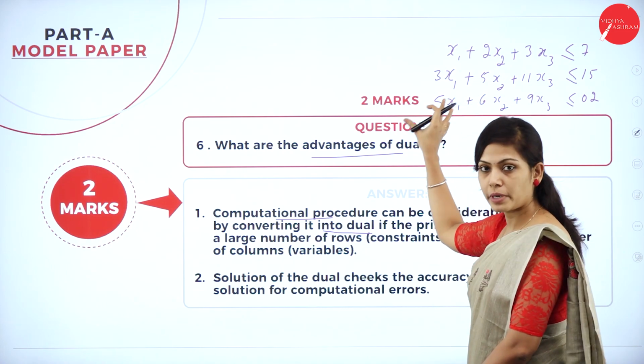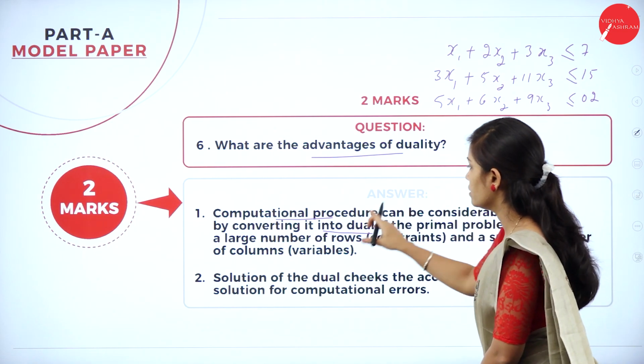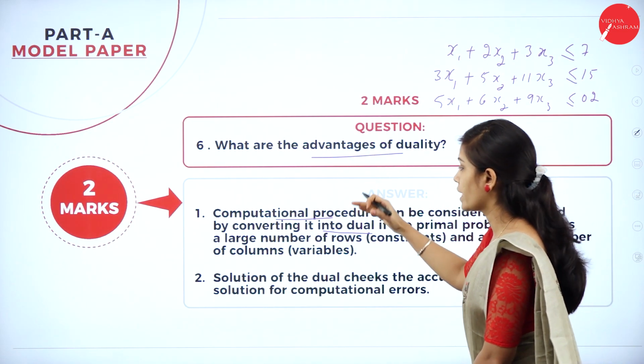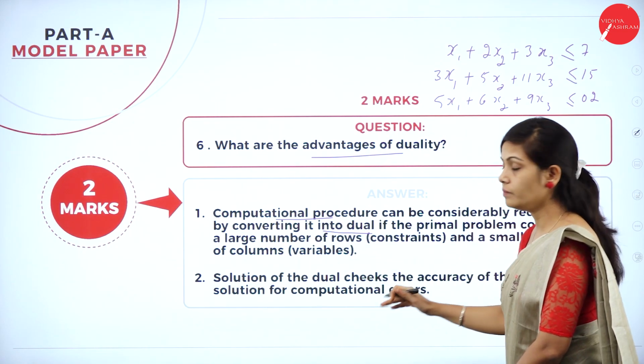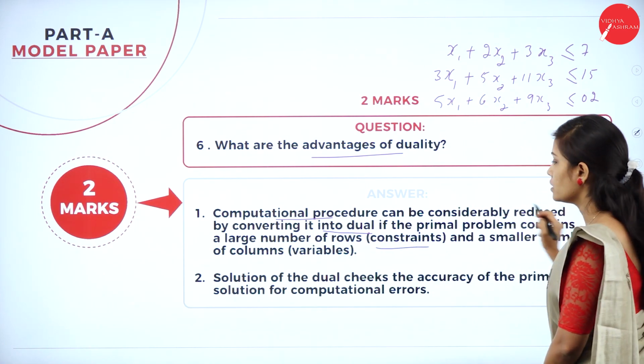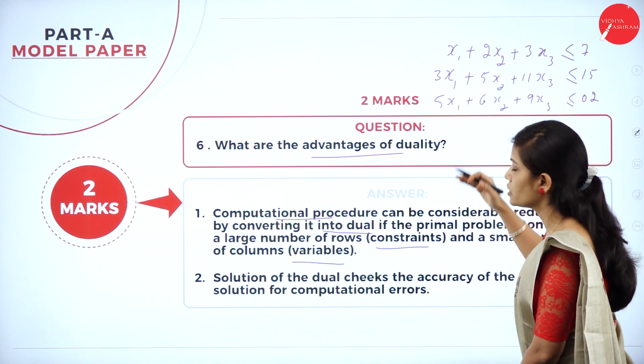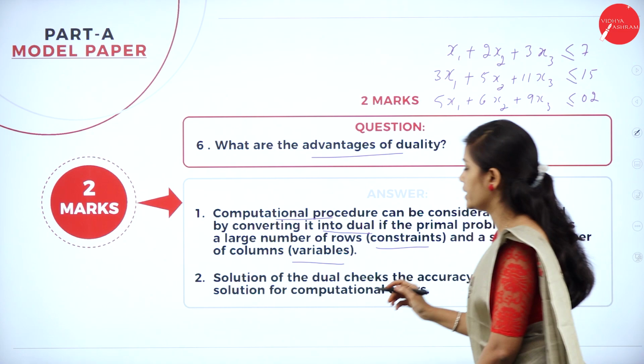This is in the form of primal. We have to convert this into dual. So here, with the help of duality, we can reduce the equation. Clear? So a large number of rows, that is constraints, and a smaller number of columns, that is variables. Clear? We can interchange the rows and columns in duality.